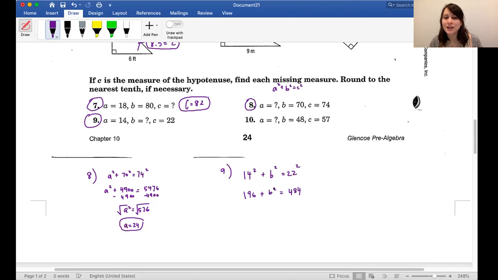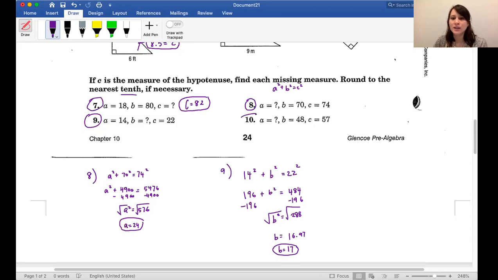Okay, I need to get b squared by itself, so I'm going to subtract 196 from both sides. And then I have b squared equals 288. Now I'm going to square root both sides. And when I plug this in, I get 16.97, which makes this about 17. Because it says round to the nearest 10th, when I round it to the nearest 10th, it bumps it up, makes it 17.